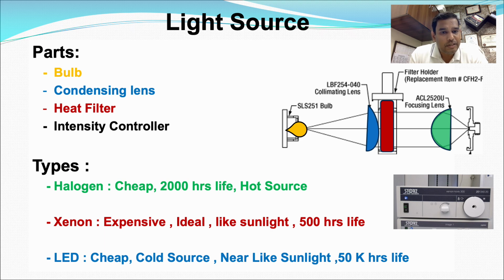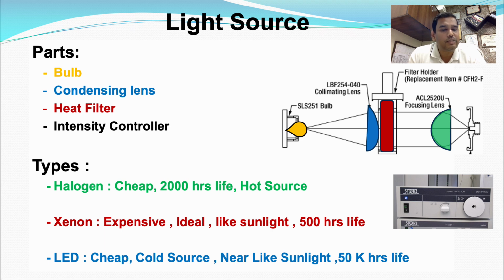Xenon is expensive, but it is an ideal source of light because it emits light near sunlight, almost natural sunlight-like. So the images which are generated into the monitors are almost near natural, but the problem is the life cycle of the xenon bulb is only 500 hours. So you have to make frequent changes of the bulb around 500 hours. So it makes the light source a little costlier.